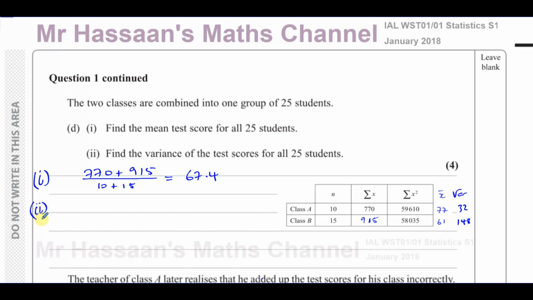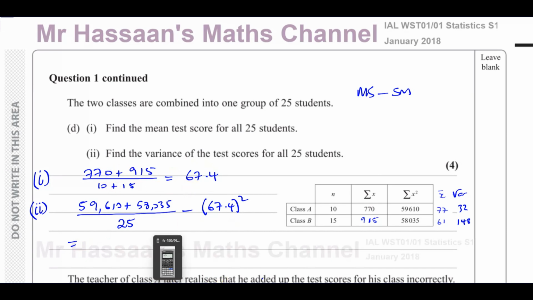And for the variance, we know that the variance is the mean of the squares minus the square of the mean. So we've got to add together the sum of all the squares of all the entries, which is these two added together. So it's 59,610 plus 58,035 divided by the total number of students, which is now 25, minus the square of the mean. Well, we know this is the mean, so we can just square this. It's the exact value, so we don't have to worry about using the fraction that we had before because it was the exact value, so it's going to give you the same answer, so it's fine.